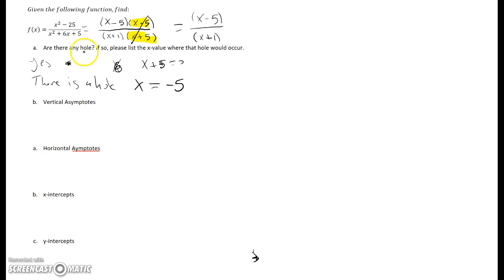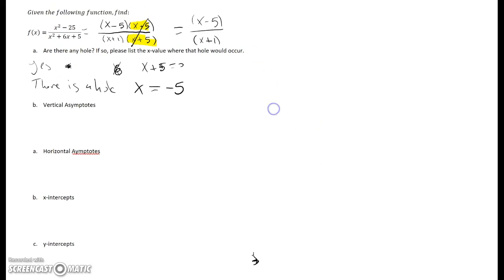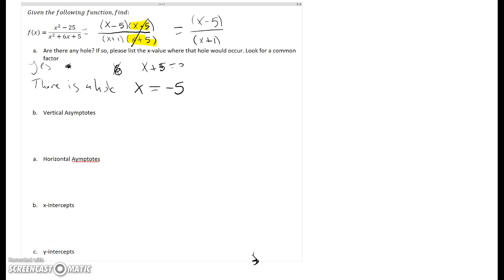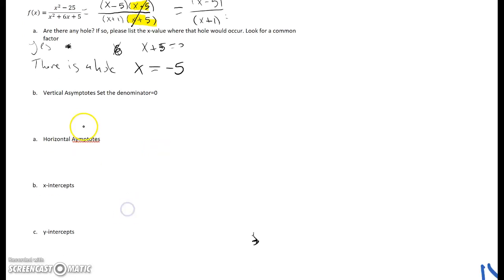Now, how do you find the vertical asymptotes? Let me go back for a second. I'm going to write a few things over here. So for holes, we look for a common factor. For vertical asymptotes, after you've simplified, you set the denominator equal to 0. We've got an x plus 1 in the denominator, so x plus 1 equals 0. So our vertical asymptote is at x equals negative 1.